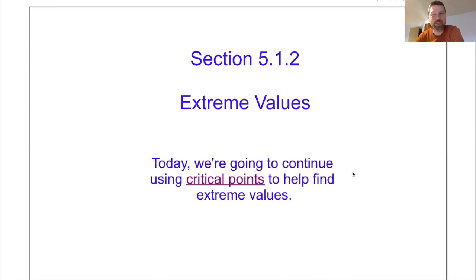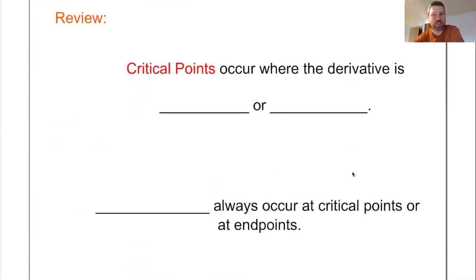Welcome back. We're continuing section 5.1, talking about extreme values, which again are maximums and minimums. And we're going to continue talking about critical points and how those can help us find extreme values. First off, a little bit of a review. It'd be a good idea to pause the video here and see if you can fill in those blanks.